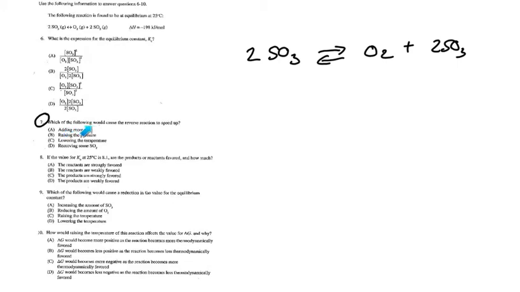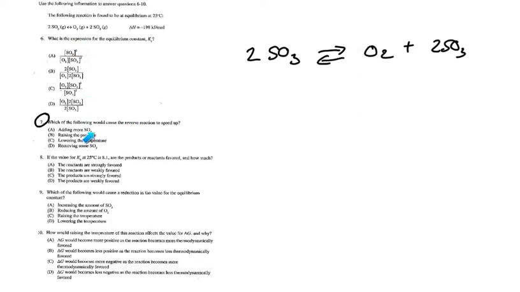Number 7, which of the following would cause the reverse reaction to speed up? Now, I'm going to be a little bit careful here, and the reason is because when they're talking about how fast the reaction goes, often they're trying to confuse you into thinking that thermodynamics and kinetics can be mixed. They sort of can, but you have to be really careful about that. And the other thing is they're talking about the reverse reaction speeding up.